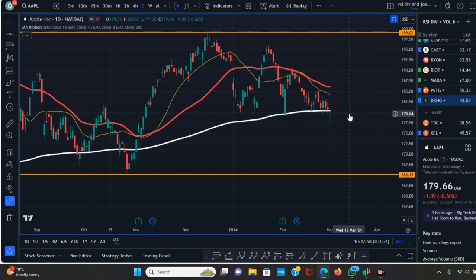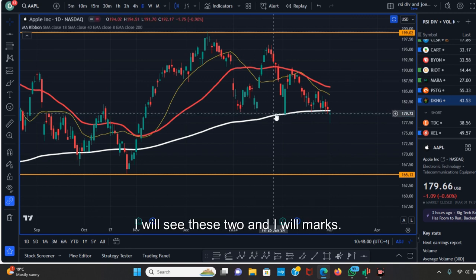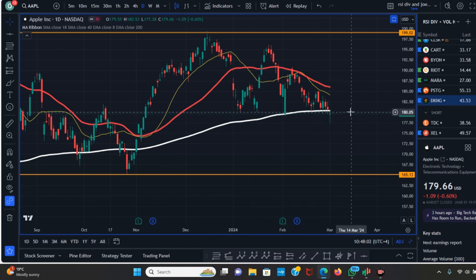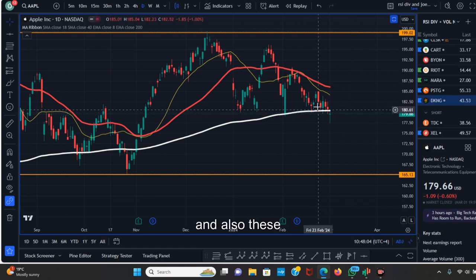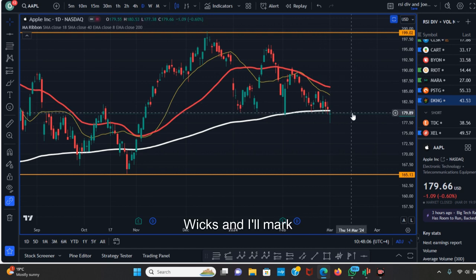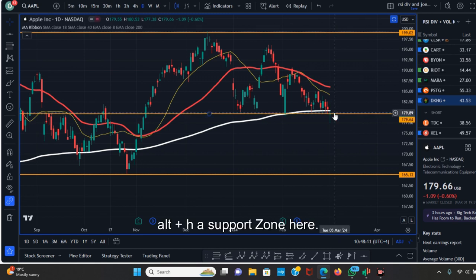So I will see these two, and also these wicks, and I'll mark, Alt plus H, a support zone here.